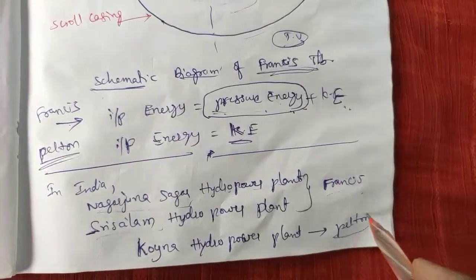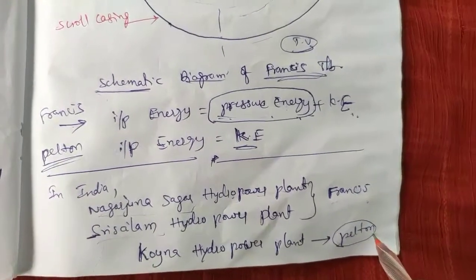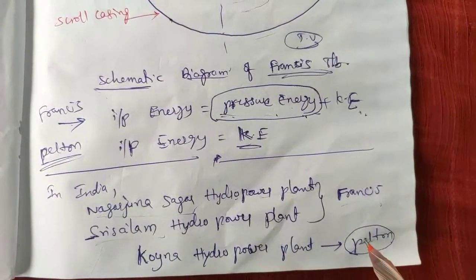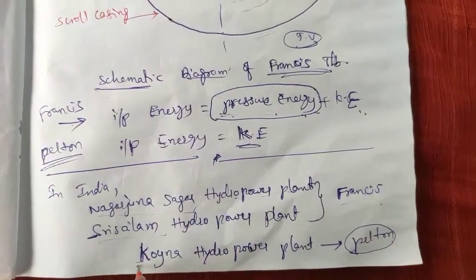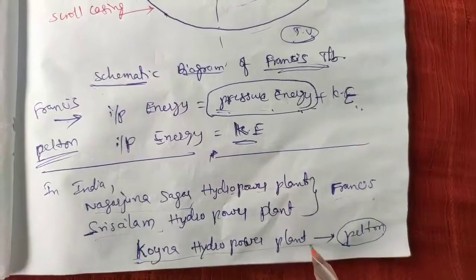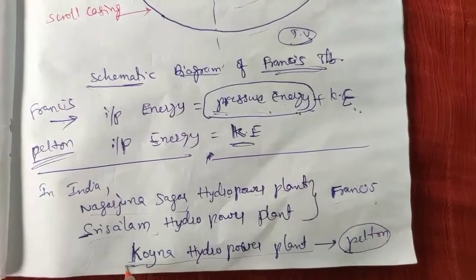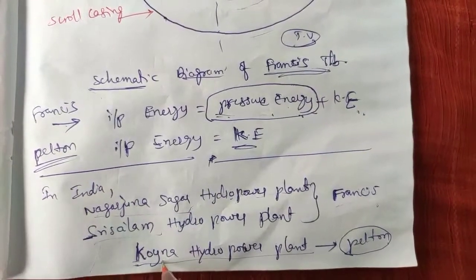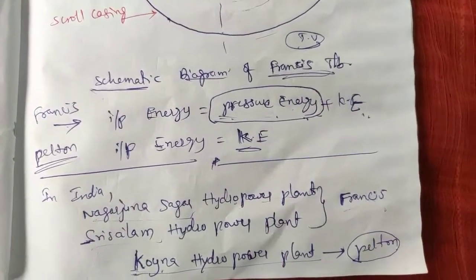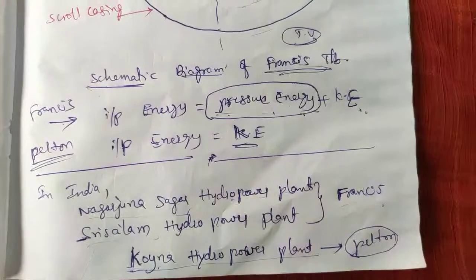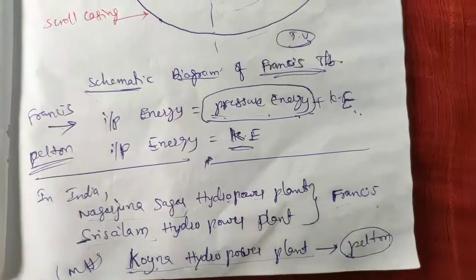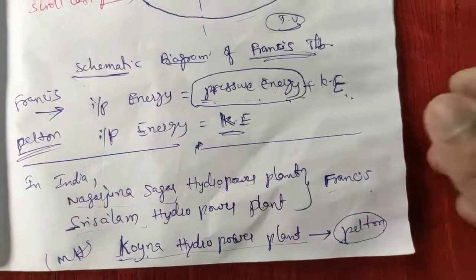And coming to the Pelton wheel, this is the impulse turbine. This impulse turbine is used in India, that is the Koyna hydropower plant. This power plant is constructed on the Koyna river, which is a tributary of the Krishna, at Maharashtra. So this power plant is located in Maharashtra.